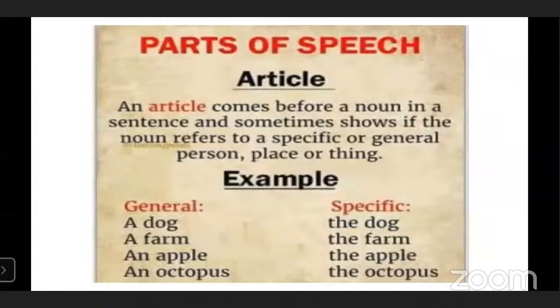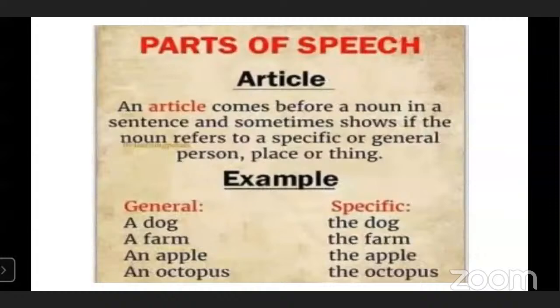See here, the article. Now we learn about a, an, and the, and all these three things come in article. So first try to understand what is an article. An article comes before a noun in a sentence and sometimes shows if the noun refers to a specific or general person, place or thing.